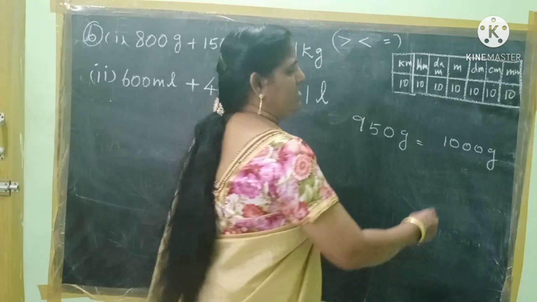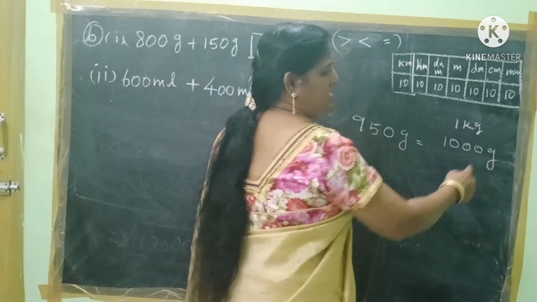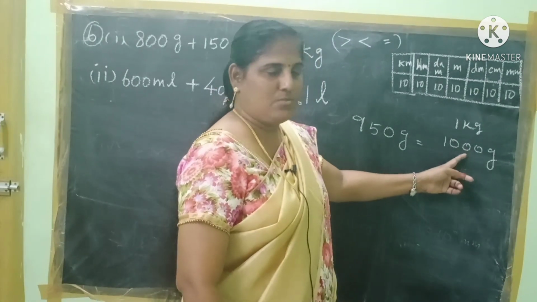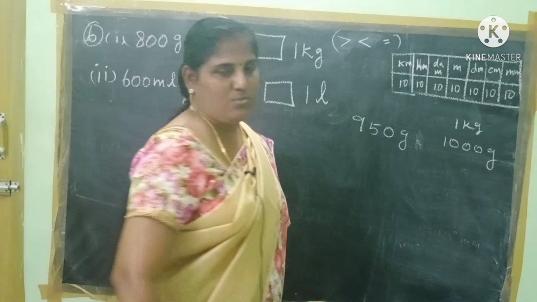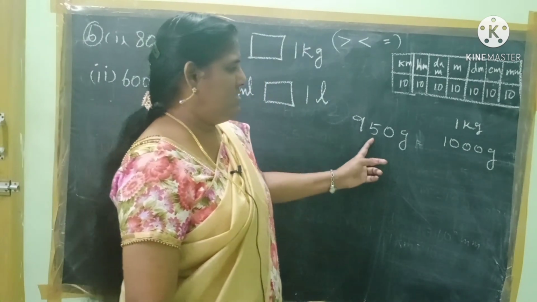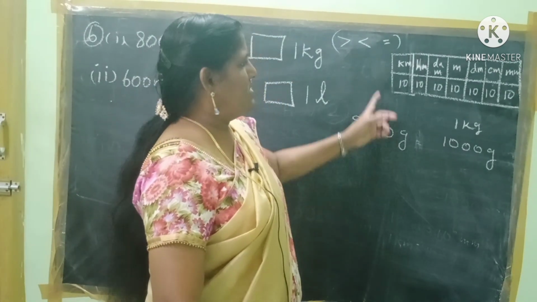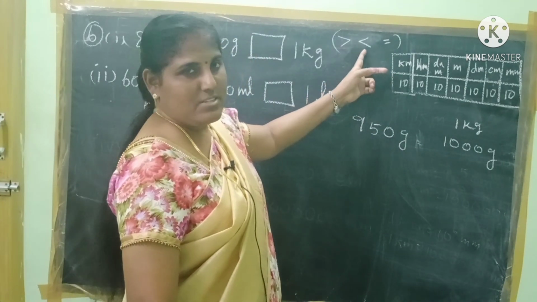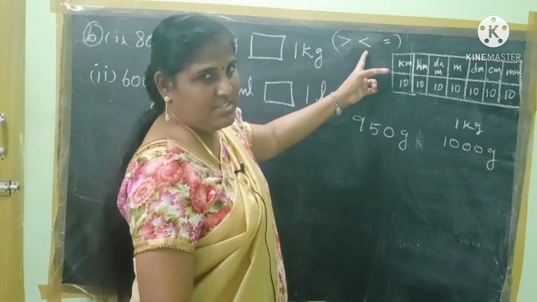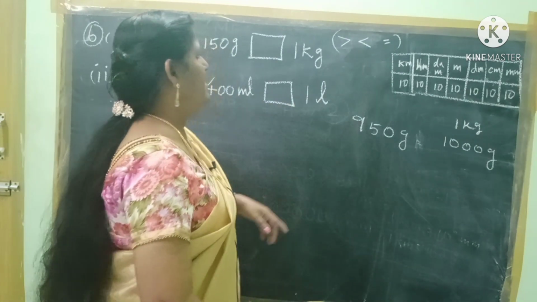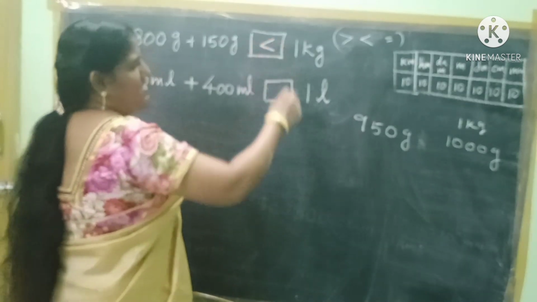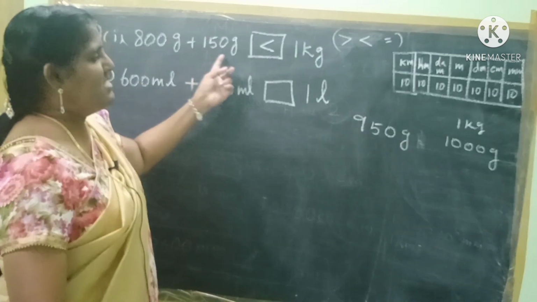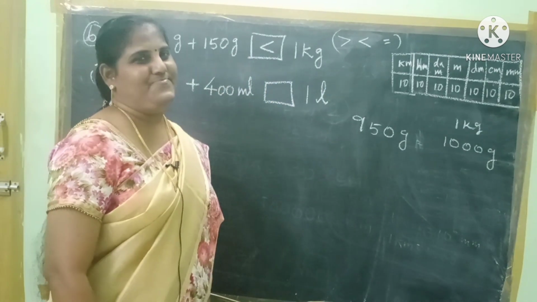So 1 kilogram equal to 1000 gram. Is 950 gram equal to 1000 gram? No. This is less than 1000 gram. So which symbol will come here? This is the less than symbol. So 800 gram plus 150 gram is less than 1 kilogram.